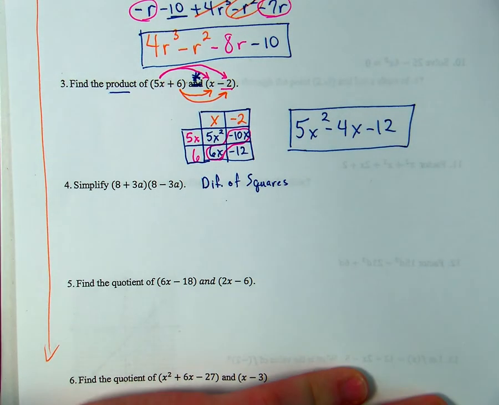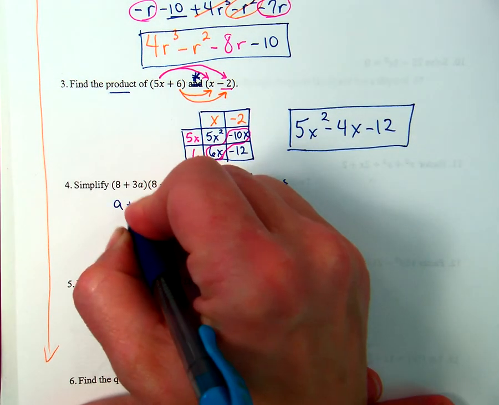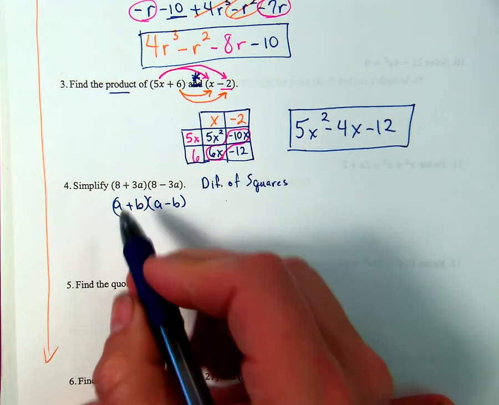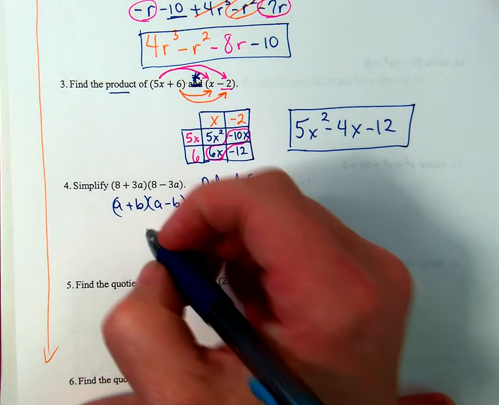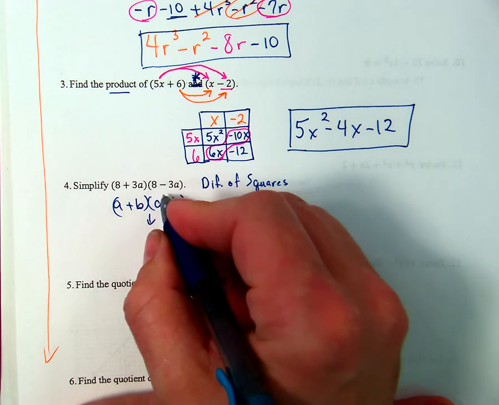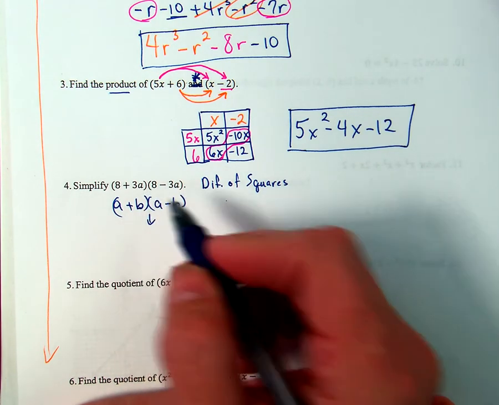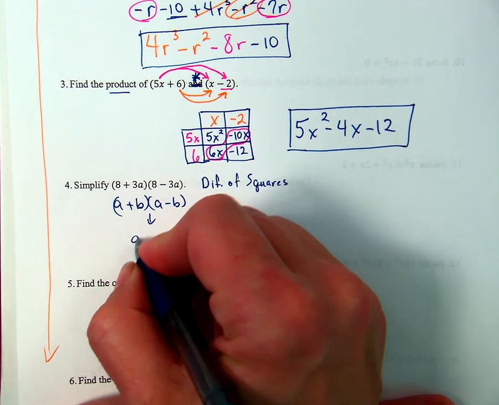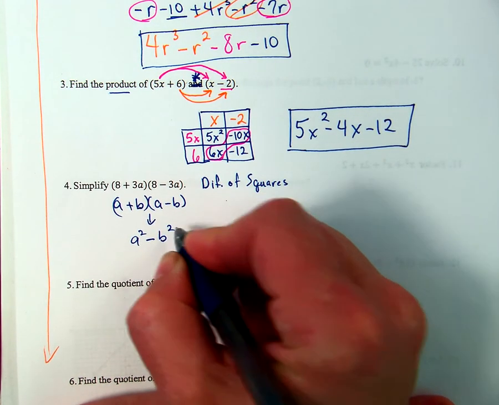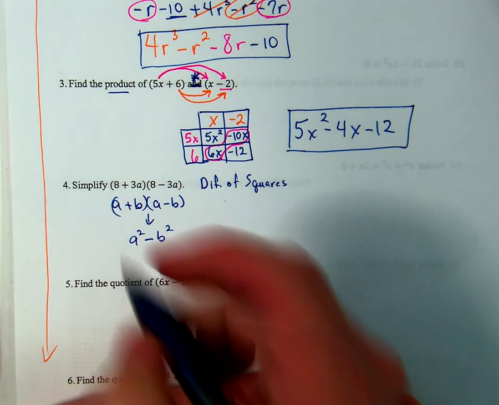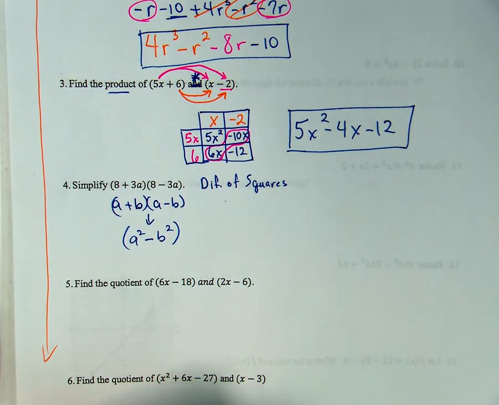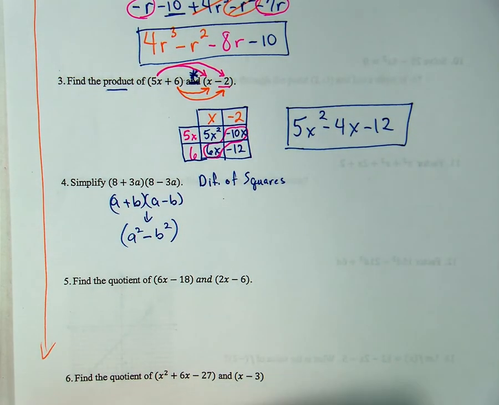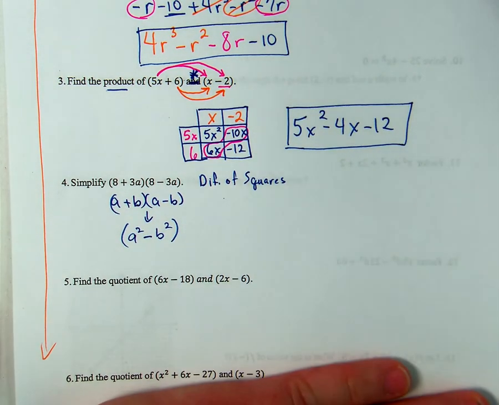Difference of squares. That means we have a scenario where we have an A plus B times an A minus B. The A is an 8, the B is the 3A. And if that's the case, when multiplied out, or if we did the box method, what we come up with is going to be A squared minus B squared. And that's just a simple little form we can use because the middle terms are going to cross or cancel out whenever we do this by long multiplication, you could call it.